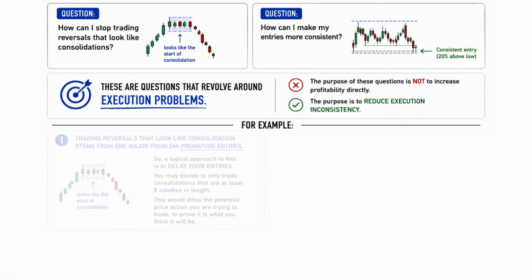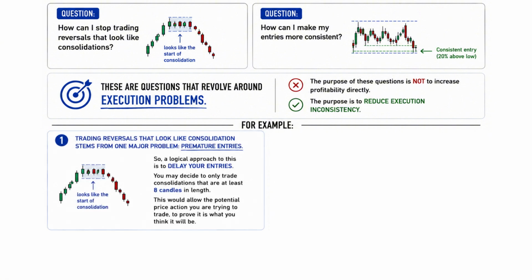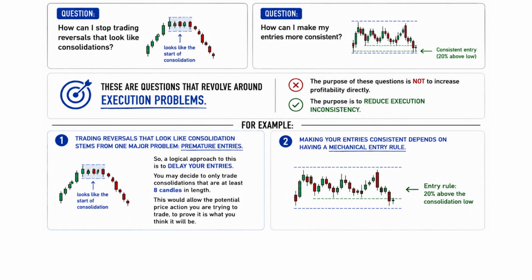For example, trading reversals that look like consolidation stems from one major problem: premature entries. So, a logical approach to this is to delay your entries. You may decide to only trade consolidations that are at least 8 candles in length. This would allow the potential price action you're trying to trade to prove it is what you think it will be. Making your entries consistent depends on having a mechanical entry rule, like entering 20% above the consolidation low.